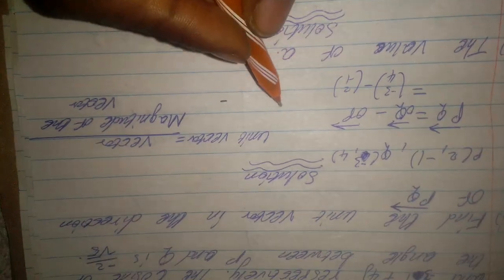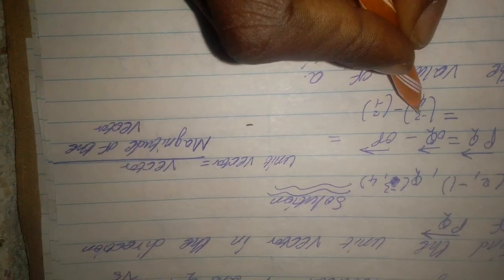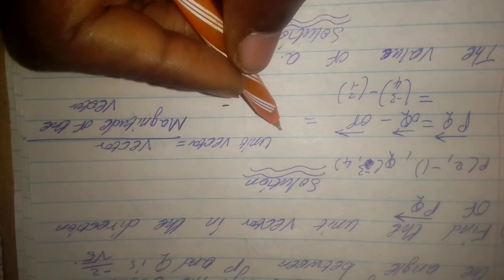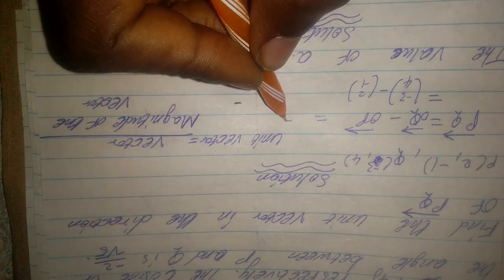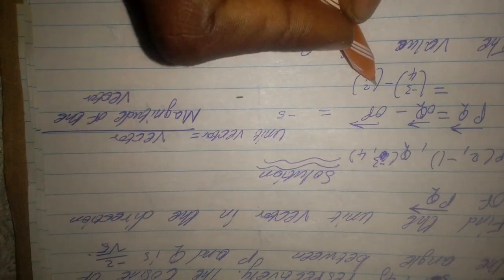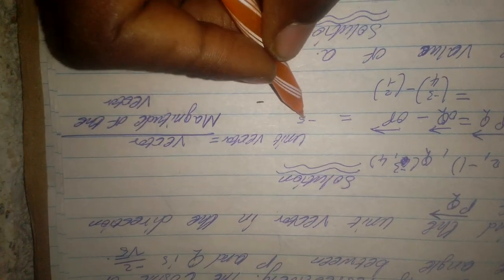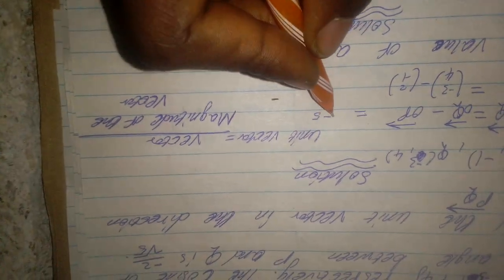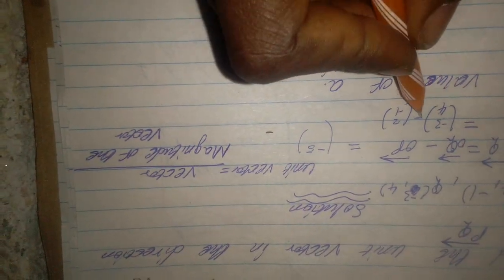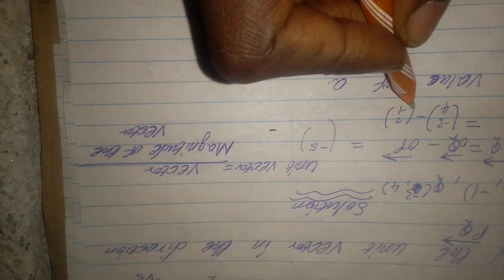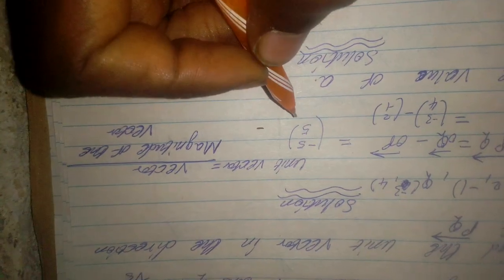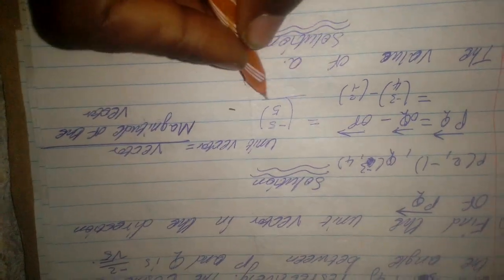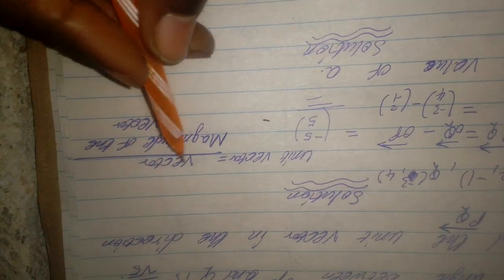When you reach this point, you can simplify further by saying negative 3 minus negative 2, which gives us negative 5. A negative minus a negative number gives a positive, so 3 plus 2 gives us negative 5. Then at the bottom, negative and negative will give us positive, so we're going to have a positive 5 there. So the vector PQ is equal to this vector, with negative 5 on top and 5 at the bottom.